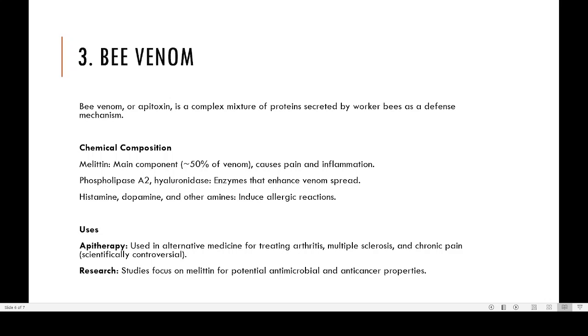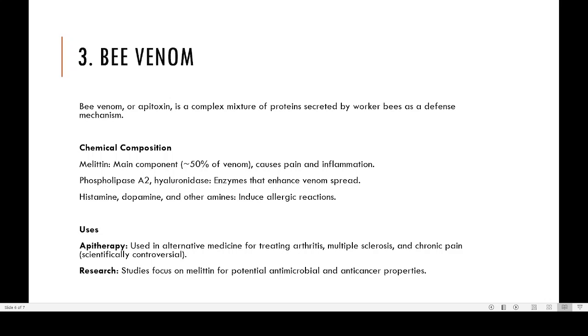They are used for treating muscle pain like arthritis, multiple sclerosis and chronic pain, because the venom can inactivate or numb certain neurons in your body. That is why it is used in pain treatment. But their approaches and effectiveness are always doubtful. That is why they use the term scientifically controversial.